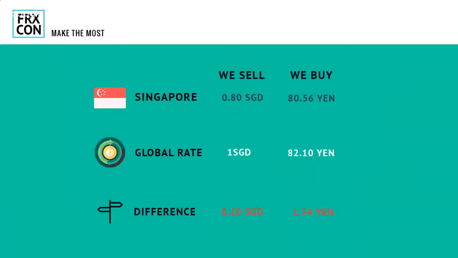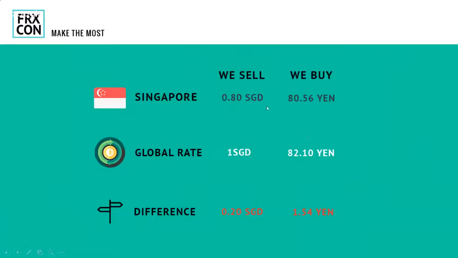The most common thing that we will do is we will visit the money exchanger. So when you come to the money exchanger, you recognize that he has rates. He sells 80 cents of Sing dollars and buys $80 of yen. However, if you realize and compare it with the global rates, there is a difference. Global rates sell at 1 Sing dollar but buys at 82.1 yen.